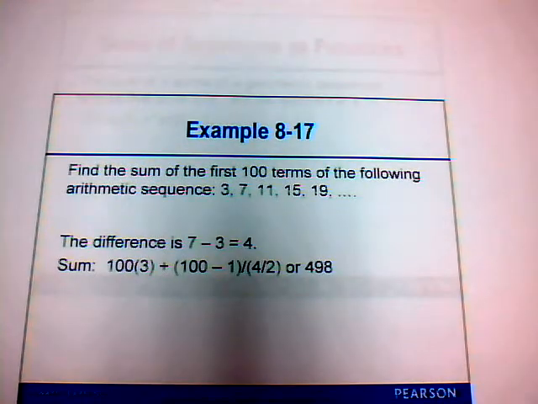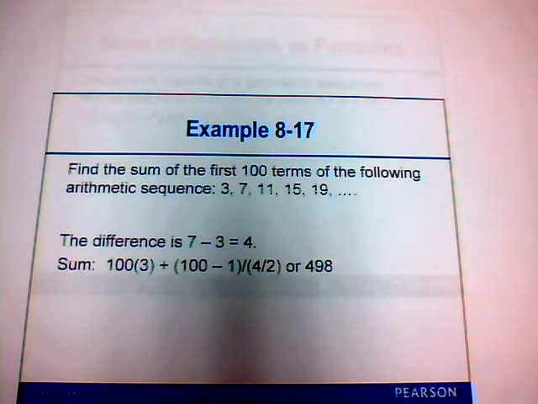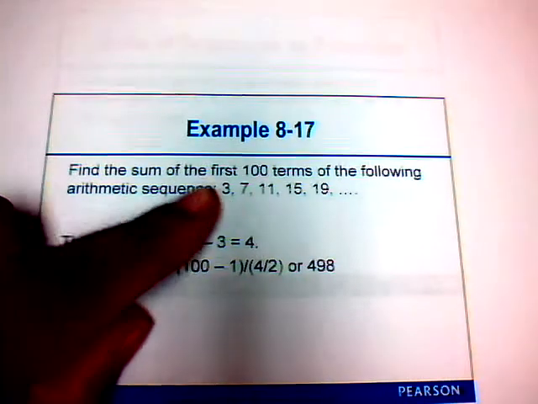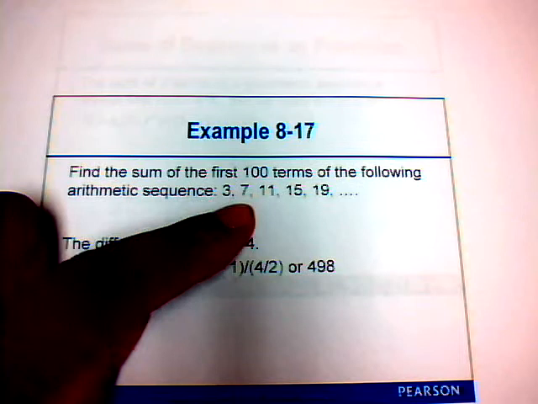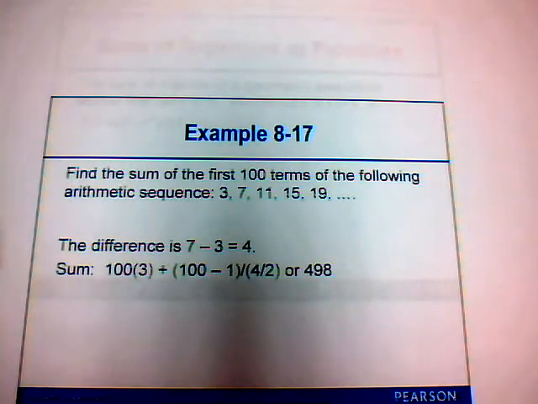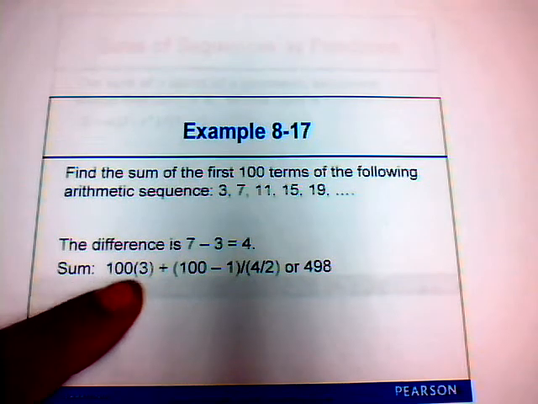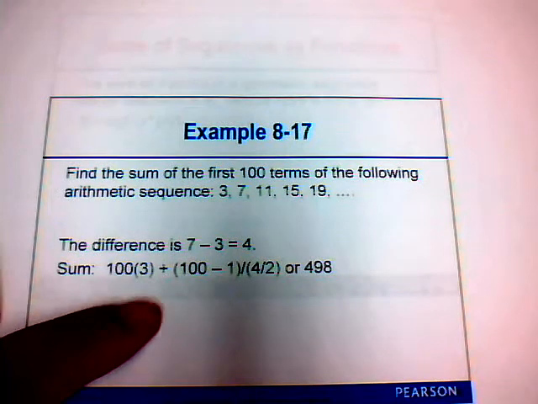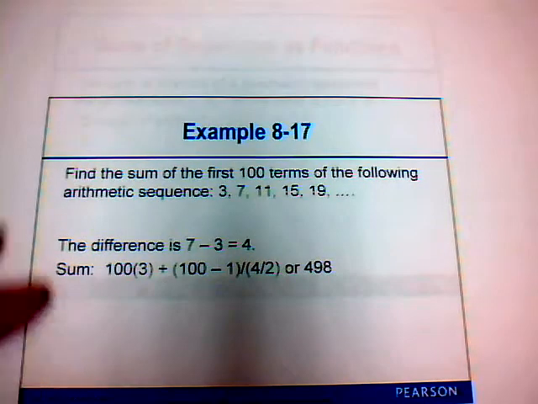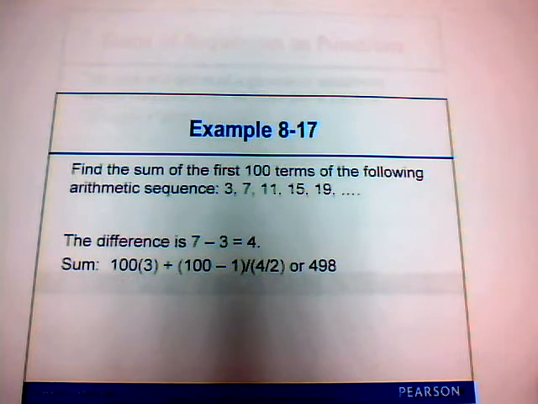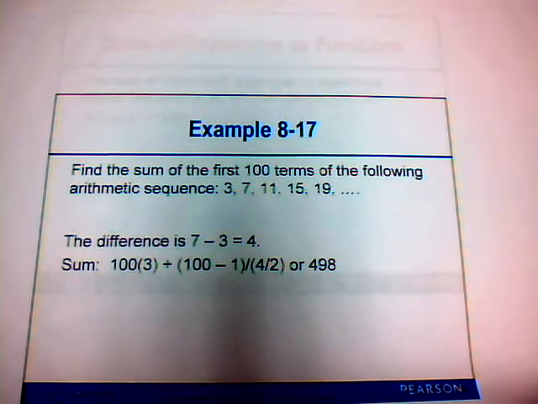Like in this example here. Let's say we want to find the sum of the first 100 terms of the following arithmetic sequence. In this case, we have 3, 7, 11, 15, 19, and so on. First of all, we find out what the common difference is. We can subtract any two consecutive numbers here. 7 minus 3 gives us 4. So the common difference is 4. So the sum will be 100 times the quantity 3 plus 100 minus 1 times 4, divided by 2, which is going to be 498.